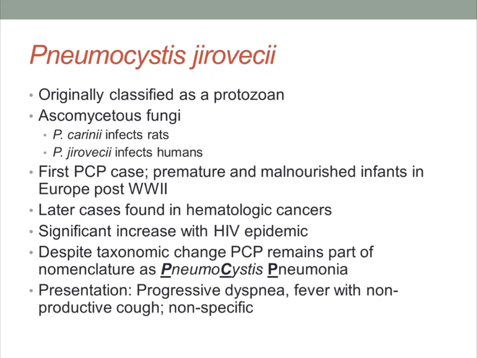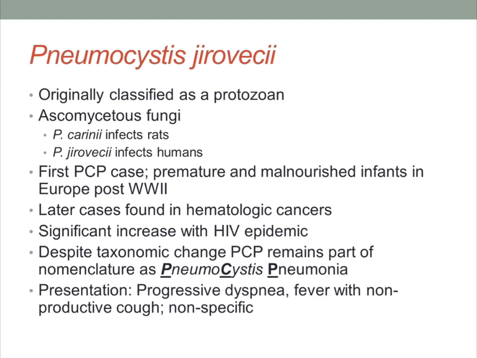So Pneumocystis jirovecii, this organism was originally classified as a protozoan. I don't know if anyone knows what it was thought to be when it was discovered in 1909. It's kind of random trivia, but it was originally thought to be Trypanosoma cruzi. That's why for the longest time it was thought to be a protozoan, until we were able to better characterize it, and it actually is a fungal organism.